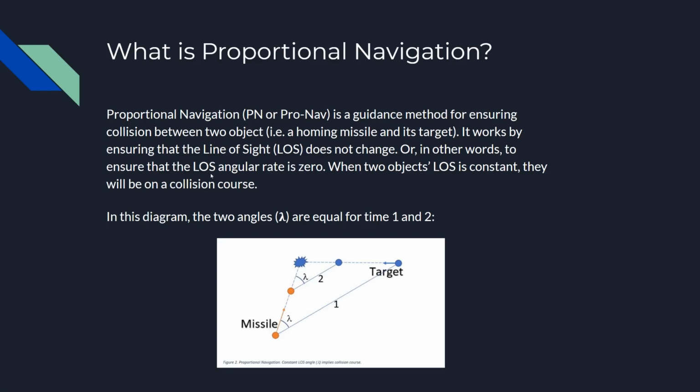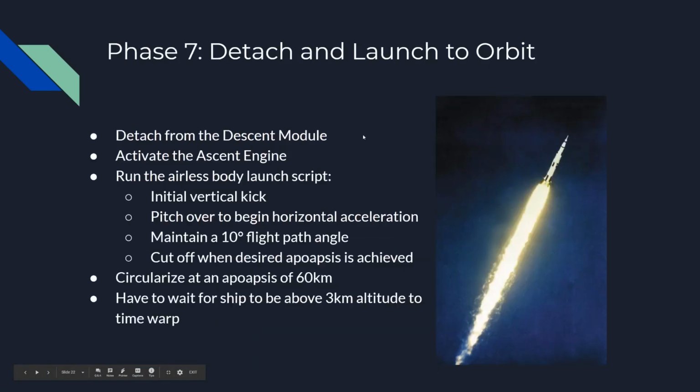The calculations, you can look at it on Wikipedia. It's a decently simple algorithm, but you just calculate the rate that this angle is changing, and then with that you can calculate the normal force to apply to your missile so that you're going to be hitting the target.